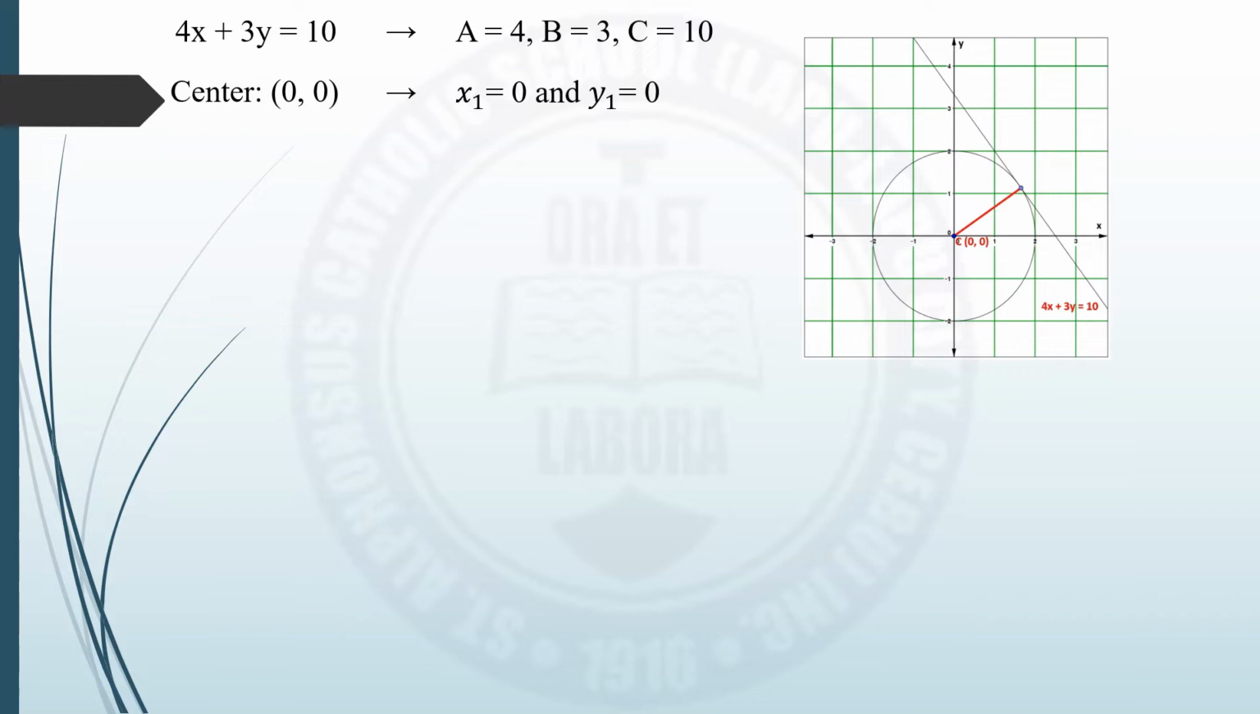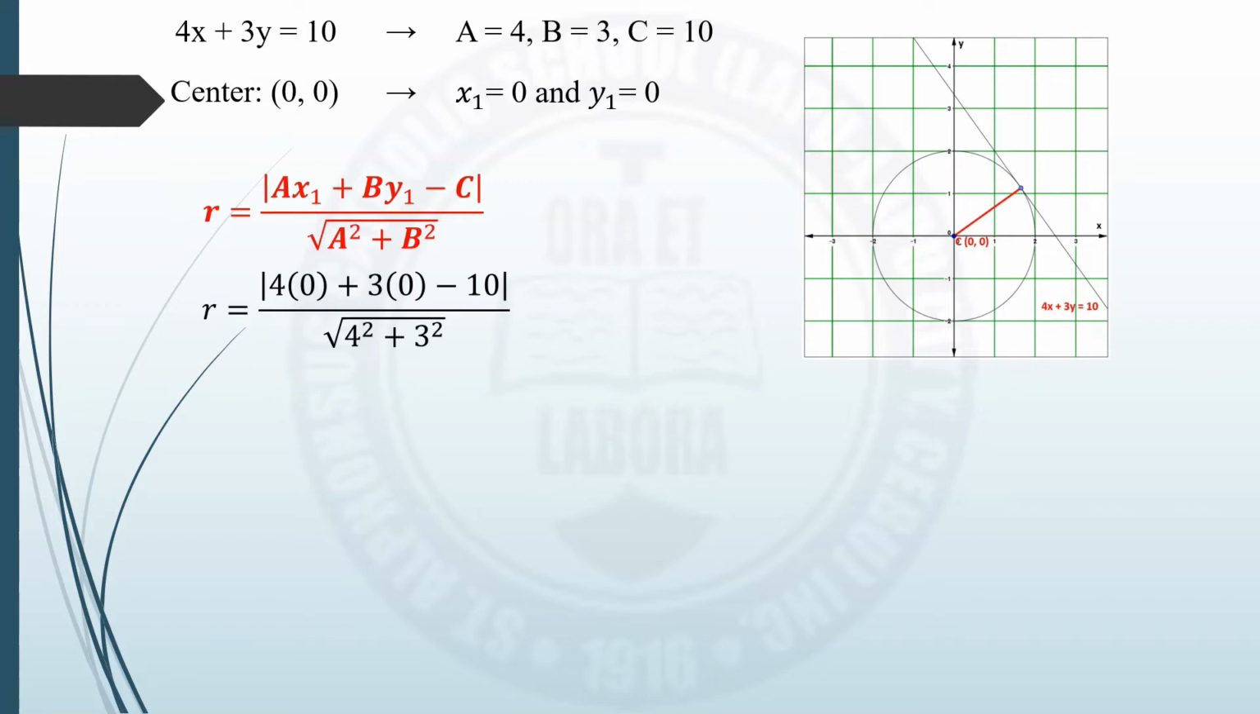So, the solution is to use the formula for getting the distance from the center to the point of tangency, which is r is equal to the absolute value of a x sub 1 plus b y sub 1 minus c over the square root of a squared plus b squared. Then, substitute the values of the variables: r is equal to the absolute value of 4 times 0 plus 3 times 0 minus 10 over the square root of 4 squared plus 3 squared.